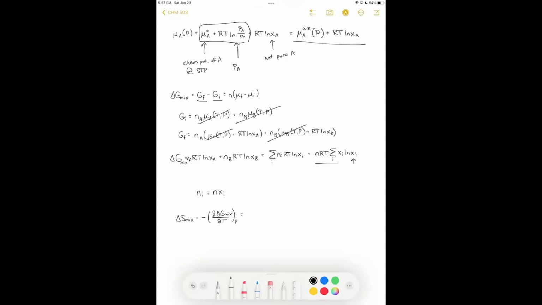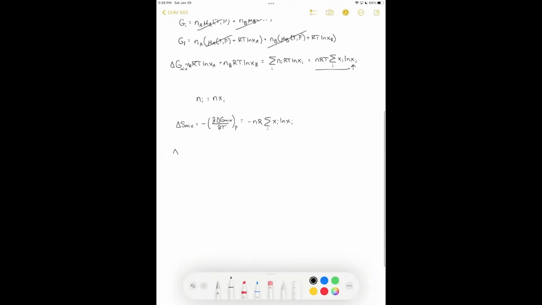So that is simply the temperature derivative of this equation here, which is negative nR times the sum of Xi natural log of Xi. So just like the Gibbs free energy is always negative, the entropy of mixing is always positive. It's always better for gases to expand to fill their container. We can also say an interesting thing here if we try to calculate the enthalpy of mixing.